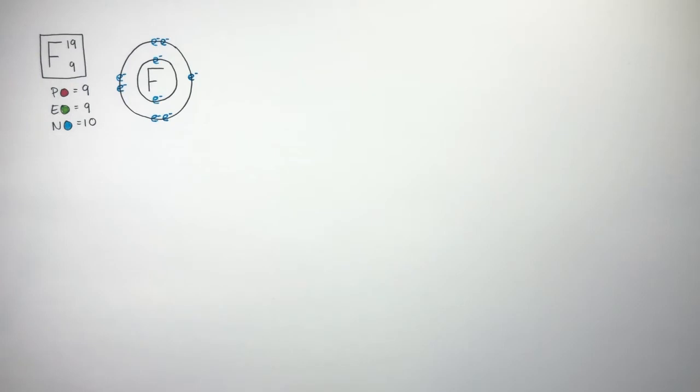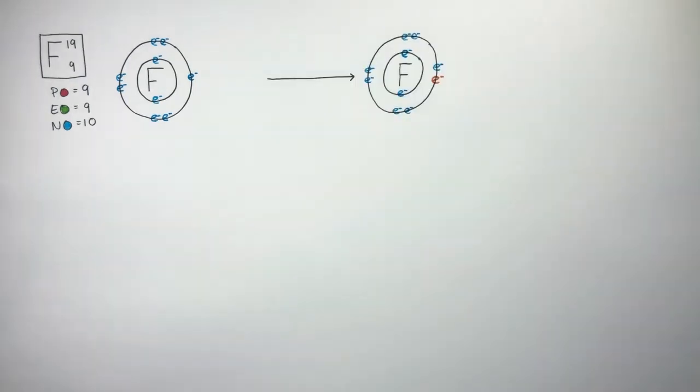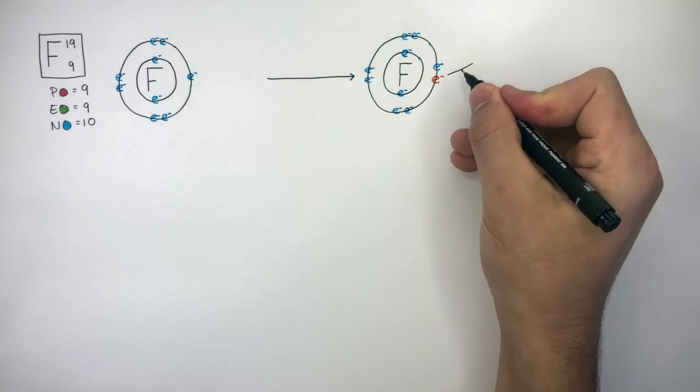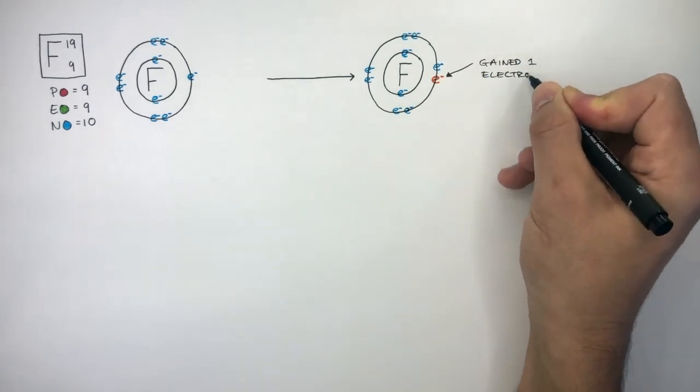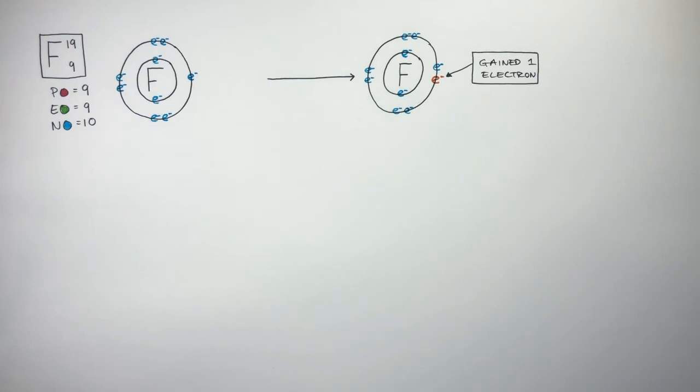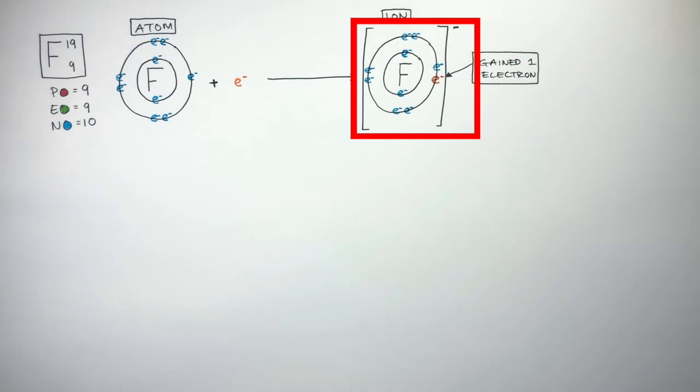So to become stable, it gains 1 electron. The orange electron represents how the fluorine atom has gained 1 electron to become a fluoride anion. To show how the fluorine atom has gained 1 electron, we write plus next to the atom and then the electron. This shows how the fluorine atom has gained 1 electron to become a fluoride anion.